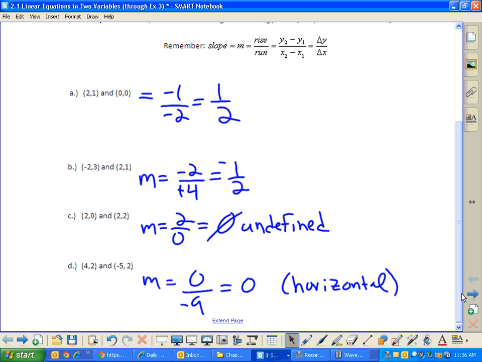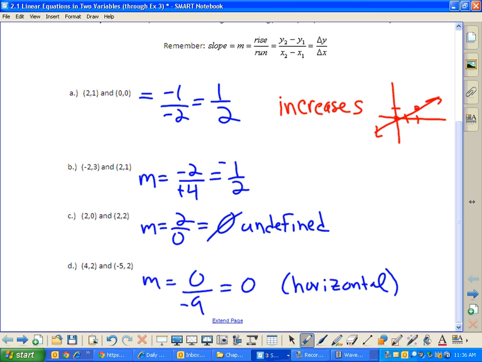If you were in any doubt about this increasing, what could you do? You could draw a picture. So you might have the point over 2, up 1, and then over 0, 0. If you connect those 2 points, you get a line that goes up. So when in doubt, draw it out, right? That rhymed. I didn't plan that. So that line goes up.